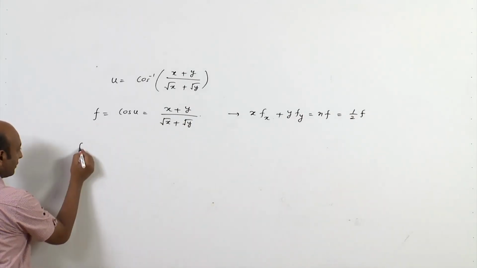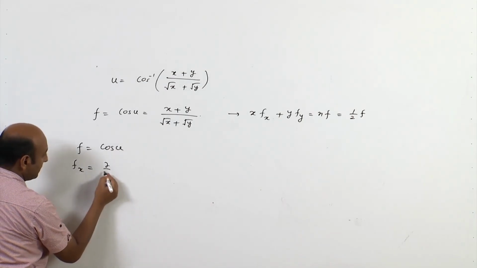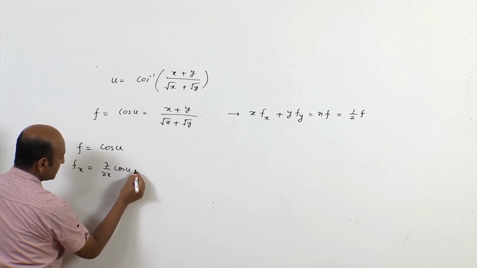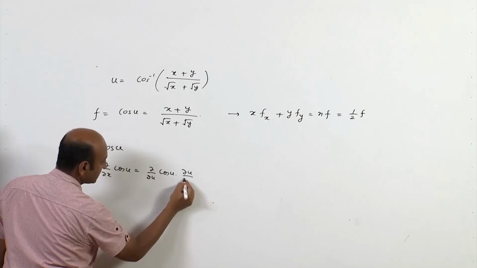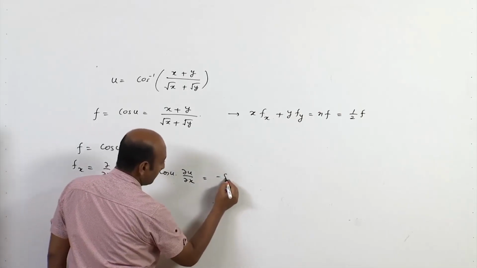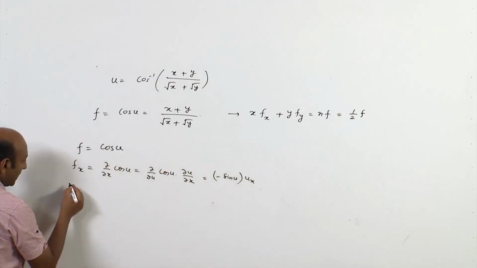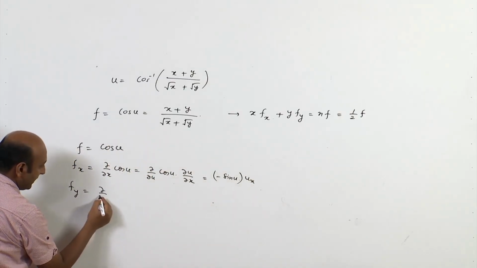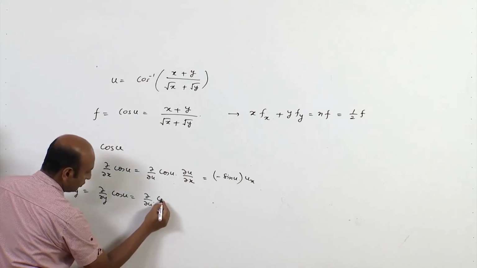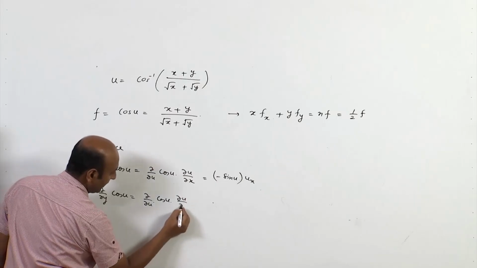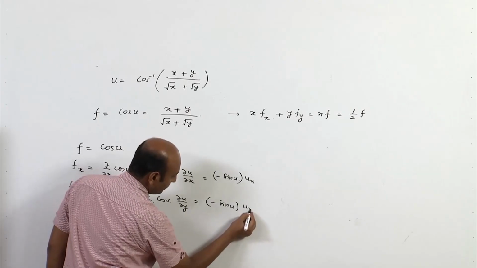Now, what is f? f is cos u. So, what will be fx? Again, it is del by del x of cos u, which is del by del u of cos u into del u by del x, and that will be minus sin u into ux. Again, what is fy? fy is del by del y of cos u, which is del by del u of cos u into del u by del y, which is again minus sin u into uy.